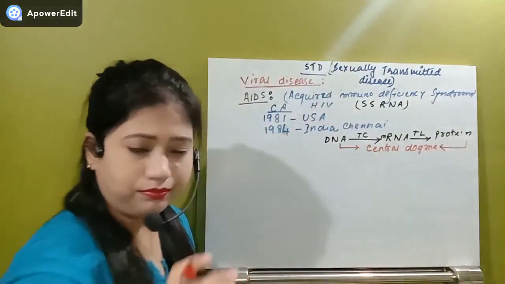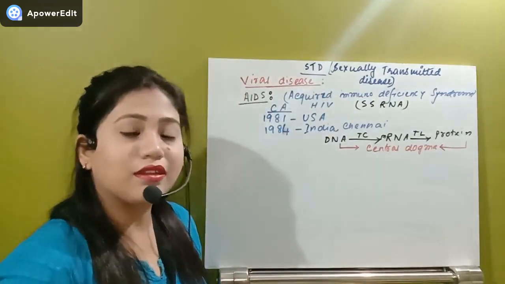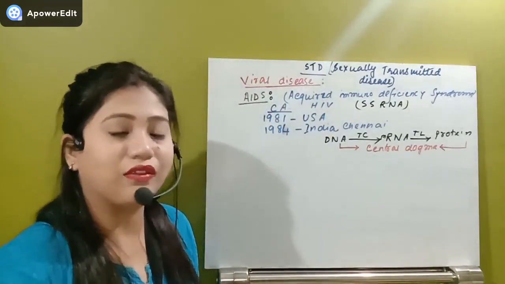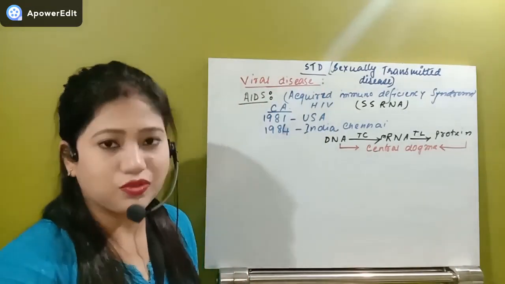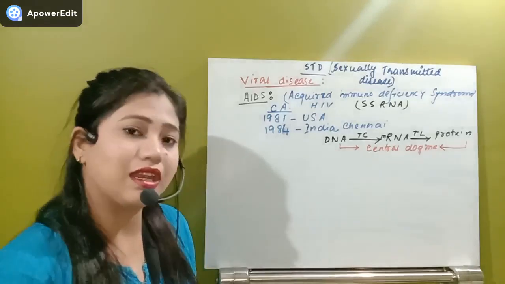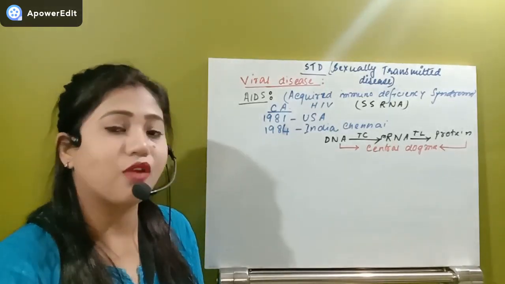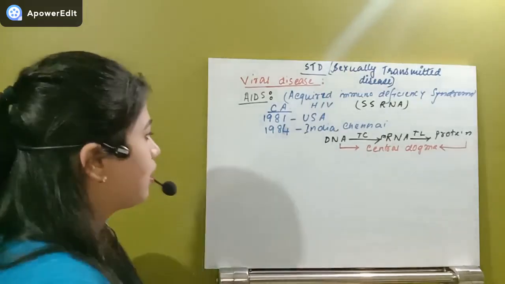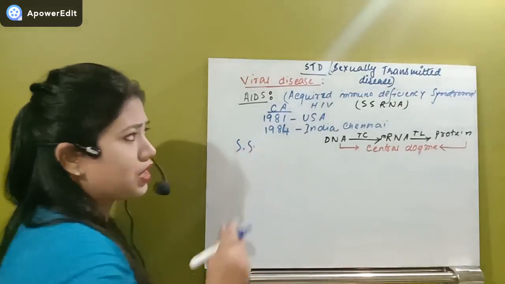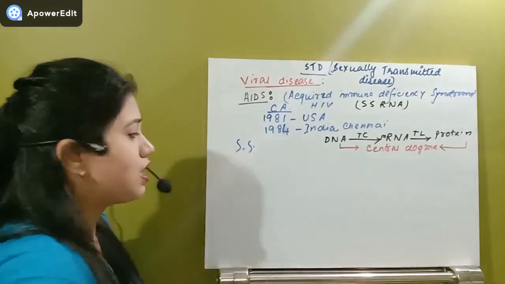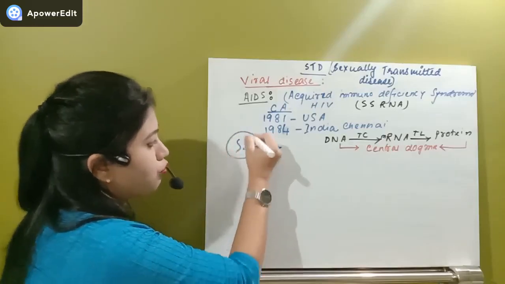So what happens? Their genetic material is RNA. If it needs to infect a human cell, it has to convert it into DNA. Then only is it possible that it can produce the protein, that is the viral protein. So how is the virus structured, how does it actually look? See, this is the genetic material, the single-stranded RNA, and around that it is going to have a protein coat.